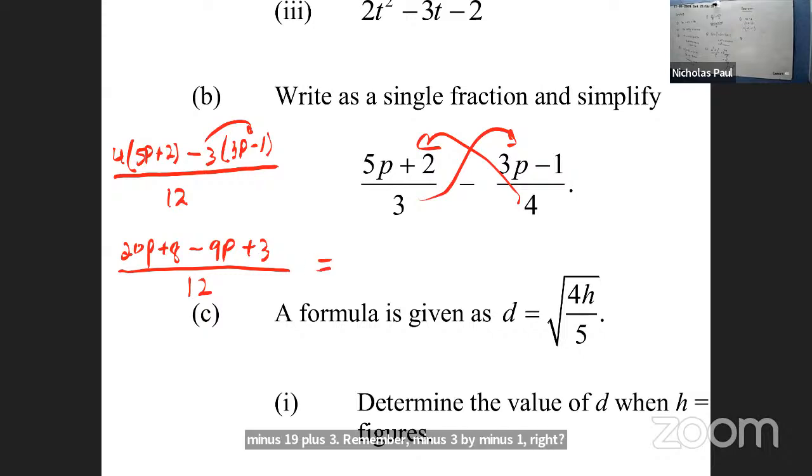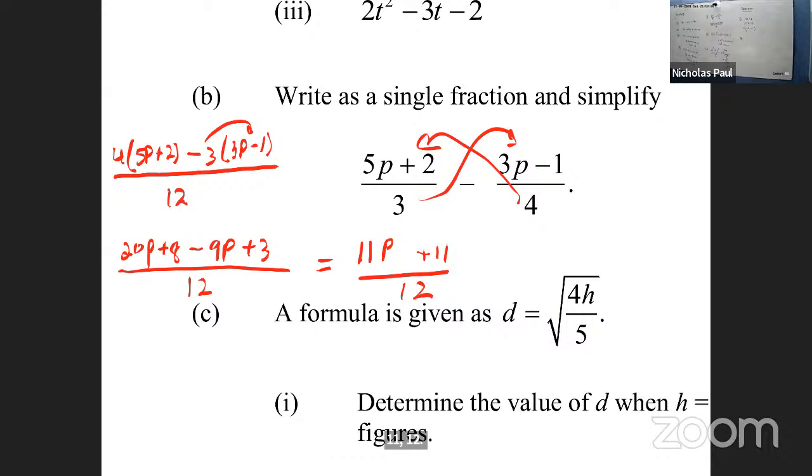And then finish it up. 20p minus 9p is 11p. 8 plus 3 is also 11. Over 12. Right? 11p plus 11 all over 12. Why? Because it's minus 3 by minus 1. Remember the sign on the outside here is minus. So it's minus 3 by minus 1. That's why I get plus 3.